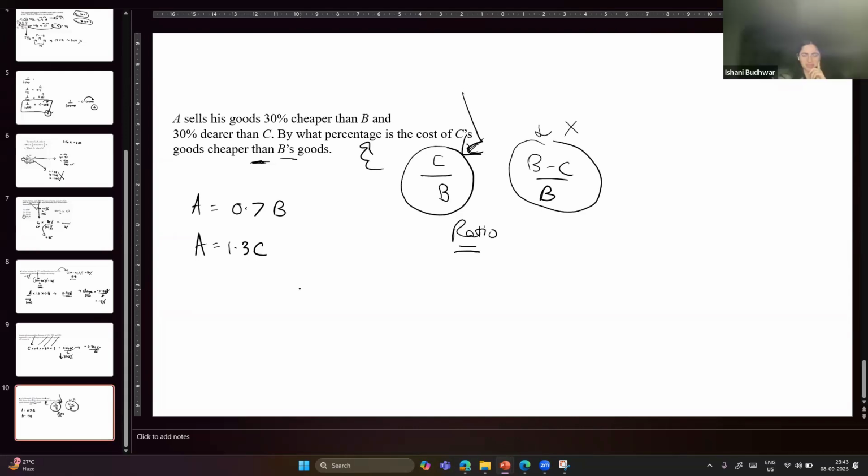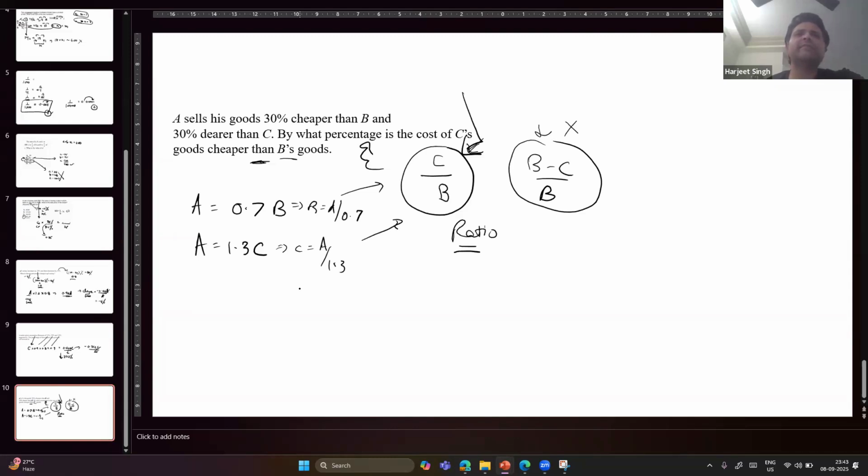Can you equate 1.3C and 0.7B? And you want C by B, right? What is C? C is A by 1.3. And what is B? B is A by 0.7. So substitute in this. A by 1.3 divided by A by 0.7. So this goes down, this goes up. You get 0.7 by 1.3, 7 by 13.